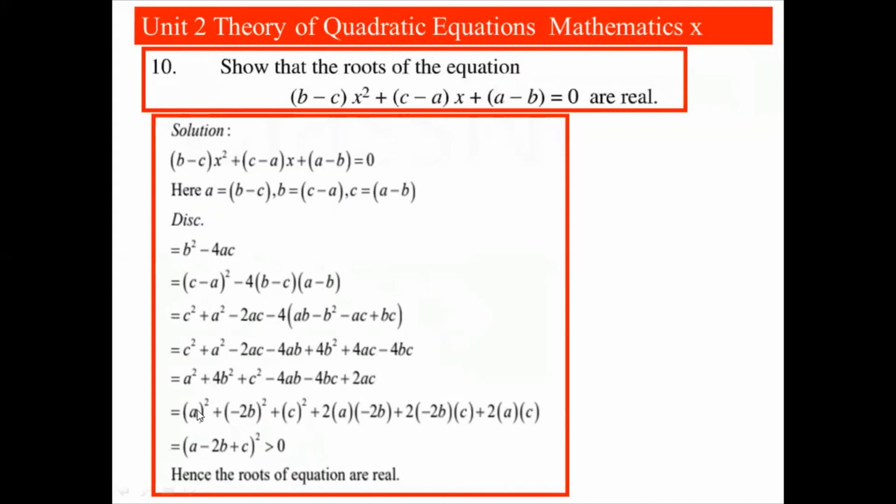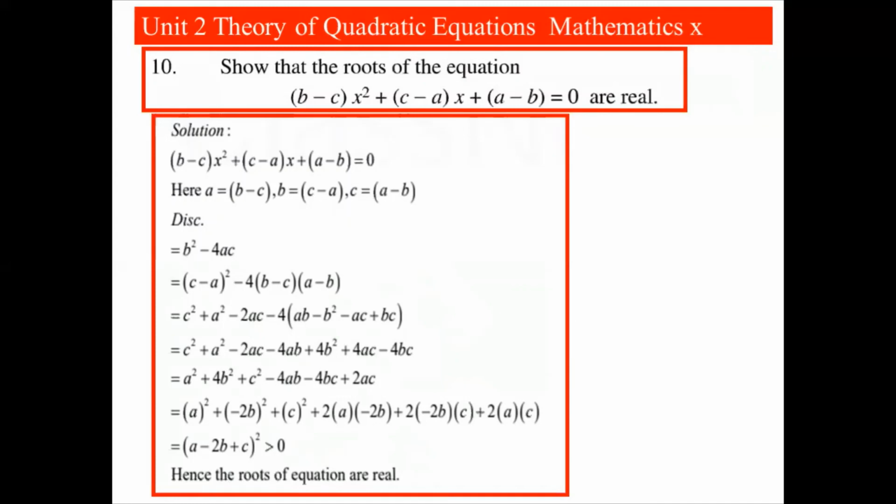So we can write this as a square plus minus 2b whole square plus c square plus 2. So this is a, and this value is b, and plus 2 bc. So this value is for b, and this is for c, and now ca. So this is ac or ca, and both are the same thing. So we can write this whole term in closed form, (a minus 2b plus c) whole square, which is greater than or equal to 0. Hence the roots of the equation are real.